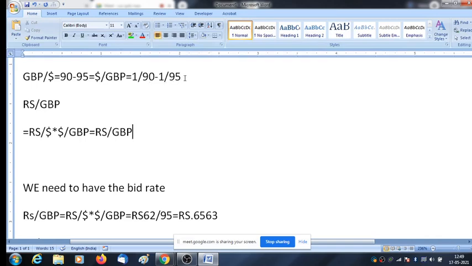Okay? But there is a catch. What is the catch? Basic thing is that, please make a note. In case of cross currency, bid rate should be multiplied with bid rate, and ask rate should be multiplied with ask rate.